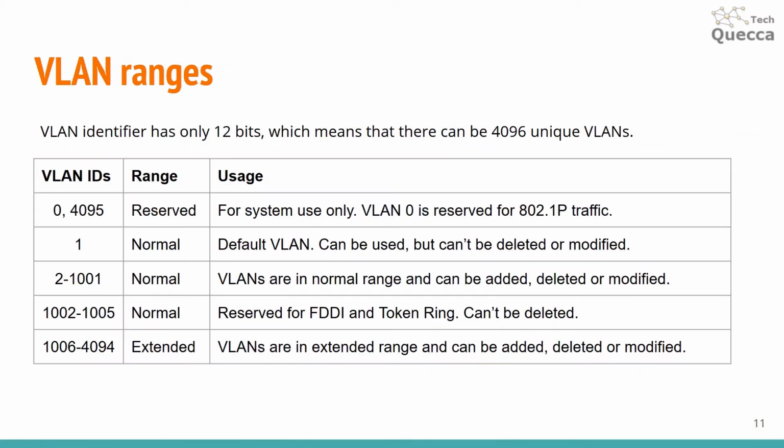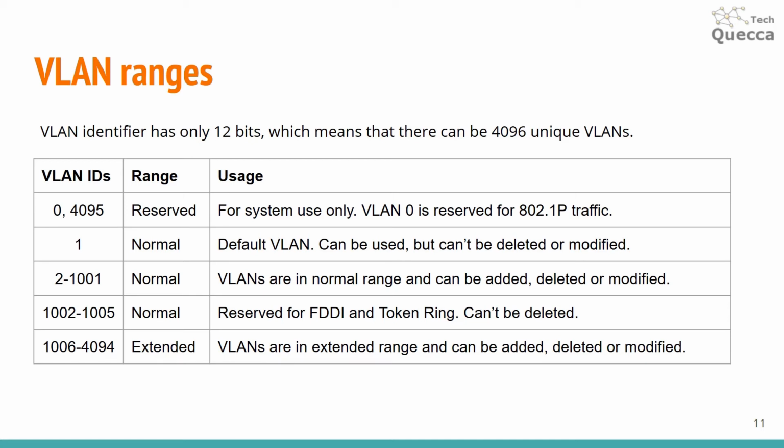As we discussed on the previous slide, the VLAN identifier has only 12 bits, which means that there can be only 4096 unique VLANs. VLAN 0 and VLAN 4095 are reserved for system use only, and VLAN 0 is reserved for 802.1p traffic. VLAN 1 is the default VLAN from the normal range, and it can be used, but it cannot be deleted or modified.